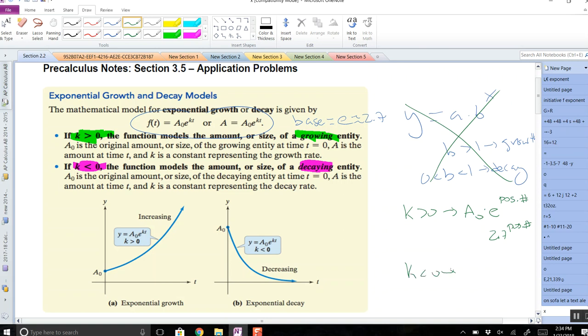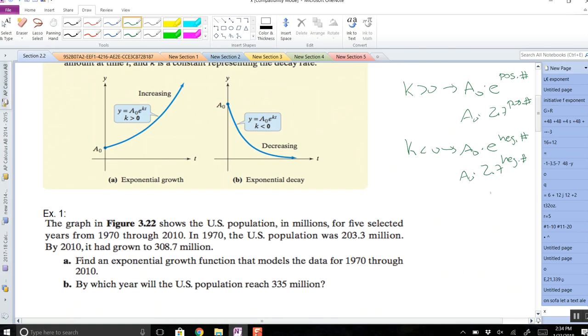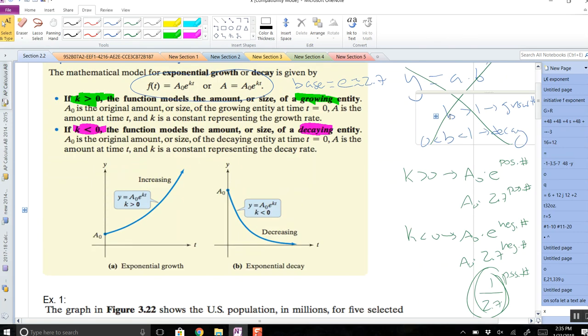If k is less than 0, you have A0 times E to a negative number. Now remember E is 2.7. So you raise 2.7 to a negative number, guess what? You're going to have a negative exponent. So that actually becomes 1 over 2.7, and then your exponent changes back to being positive. But as you increase t, your time, this is getting smaller and smaller because that's a base that's less than 1 but greater than 0. So that's why when k is greater than 0 for this particular model of an exponential function, you have growth. When k is less than 0, it's decay.